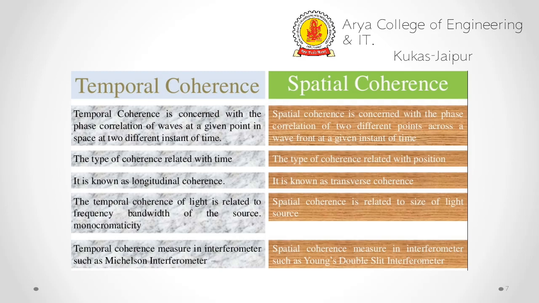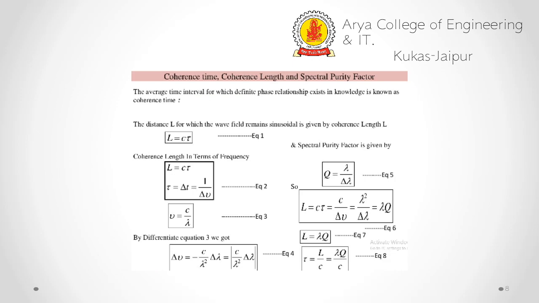Temporal coherence is measured in interferometers such as the Michelson interferometer. Spatial coherence is measured in interferometers such as the Young double slit interferometer. Now let's discuss coherence time, coherence length, and spectral purity factor. The average time interval for which a definite phase relationship exists is known as coherence time. The distance L for which the wave field remains sinusoidal is given by coherence length L. It can be written as L is equal to c into tau.